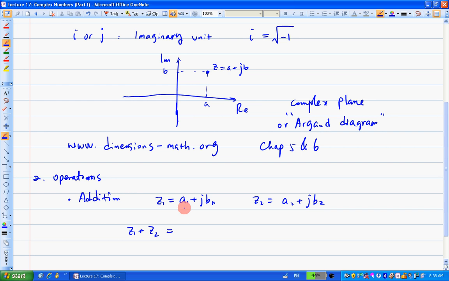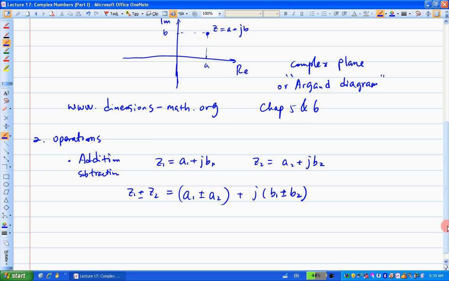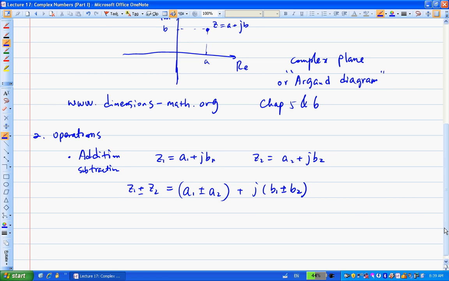So the basic rule is, when you do addition or subtraction, all you need to do is add or subtract the real and imaginary parts correspondingly. Okay? So here it's A1 plus or minus A2, and then plus J times (B1 plus or minus B2), like this. Right? So that's the addition and subtraction. So you're essentially separating the real and imaginary parts.